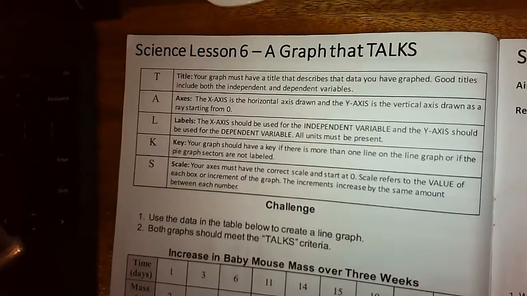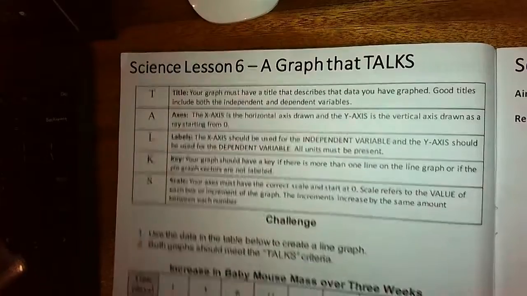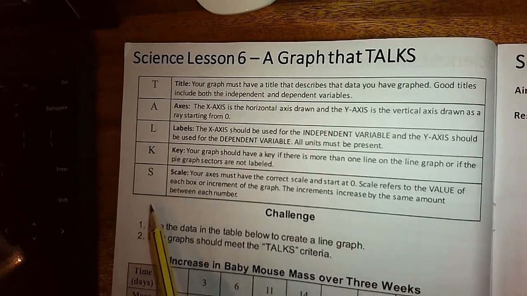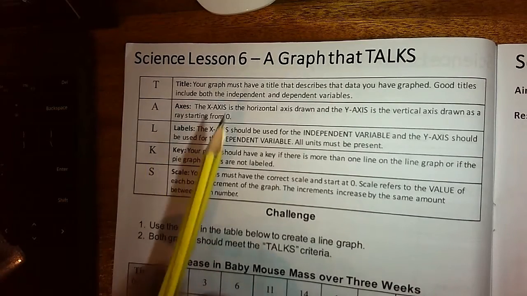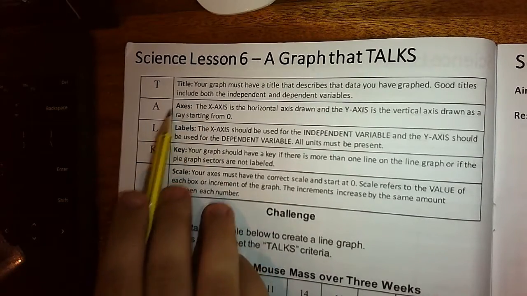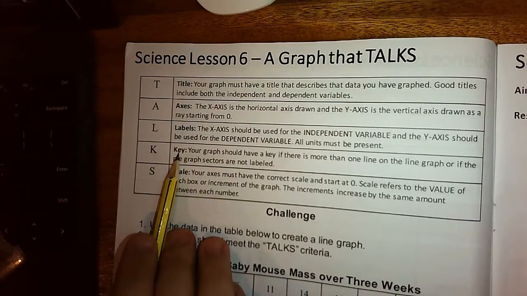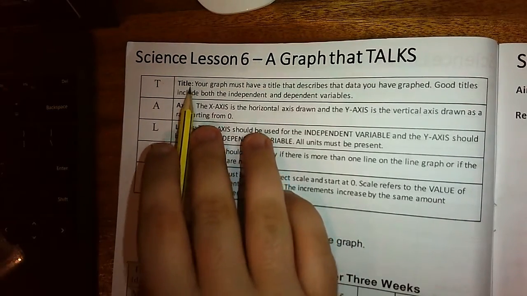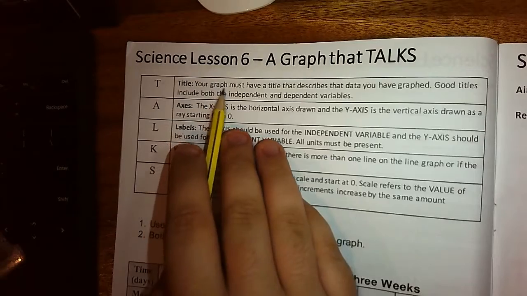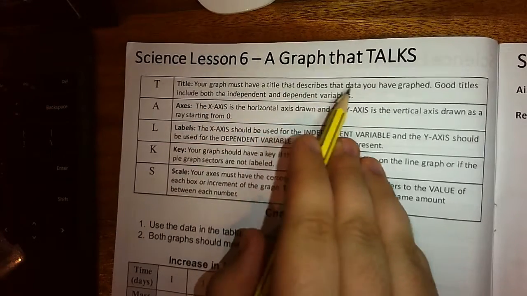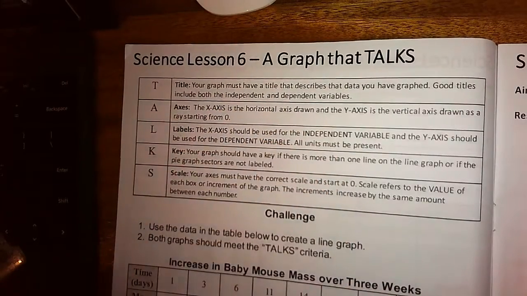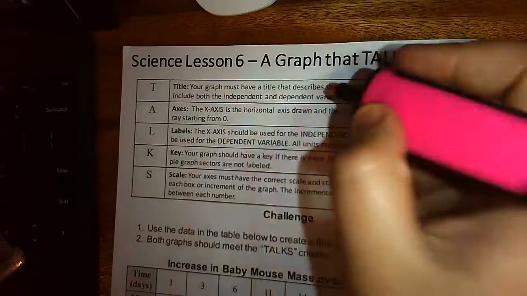So the first thing that I want to talk about is what we need in any graph that we do in science. So we've got the acronym TALKS. Every graph needs a title, it needs good axes, it needs a label, it needs a key if appropriate, and it needs a scale that is appropriate as well. So let's just go through what we need to do for the title. Your graph must have a title that describes the data you have graphed. Good titles include both the independent and dependent variables. So I'm going to go ahead and include that.